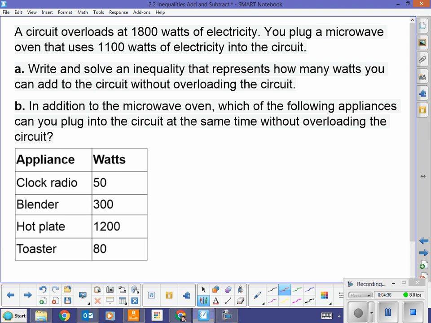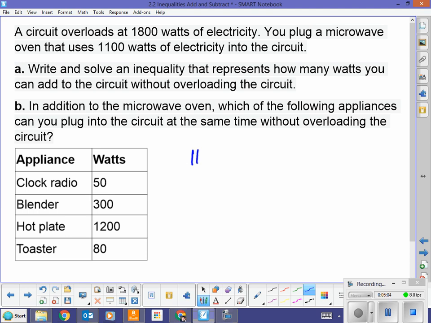A little word problem here. A circuit overloads at 1800 watts of electricity. You plug a microwave oven in that uses 1100 watts of electricity into the circuit. A, write and solve an inequality that represents how many watts you can add to the circuit without overloading the circuit. Okay, so the left side is going to be what I'm using. The right side is going to be kind of like my boundary.